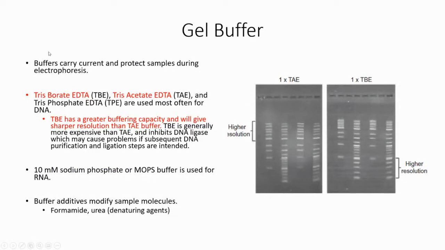The buffers try to stabilize the conditions during the electrophoresis so they can maintain the pH, all right? So the pH will not fluctuate. And the TAE is Tris-acetate-EDTA. TBE is Tris-borate-EDTA. TBE has a greater buffering capacity and gives you a sharper resolution than the TAE.